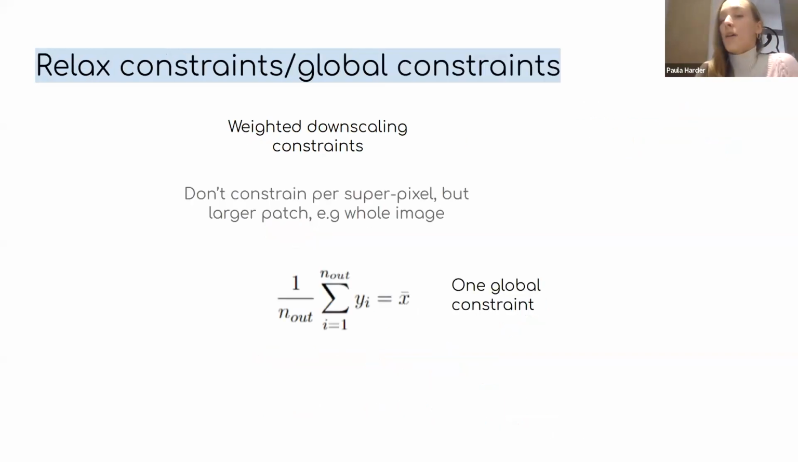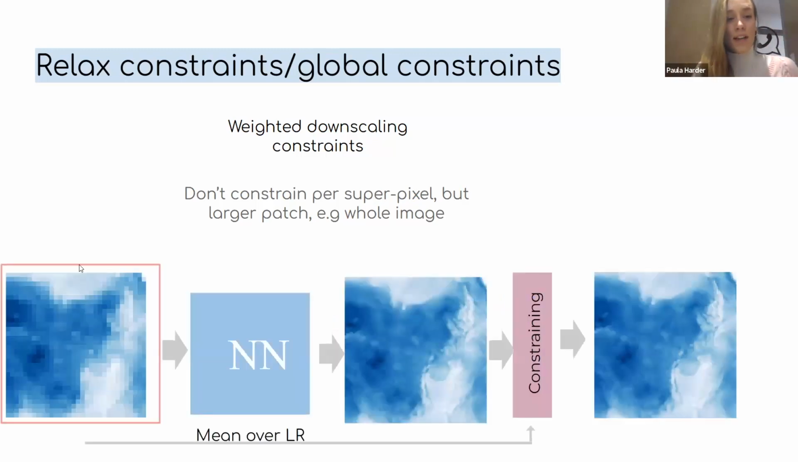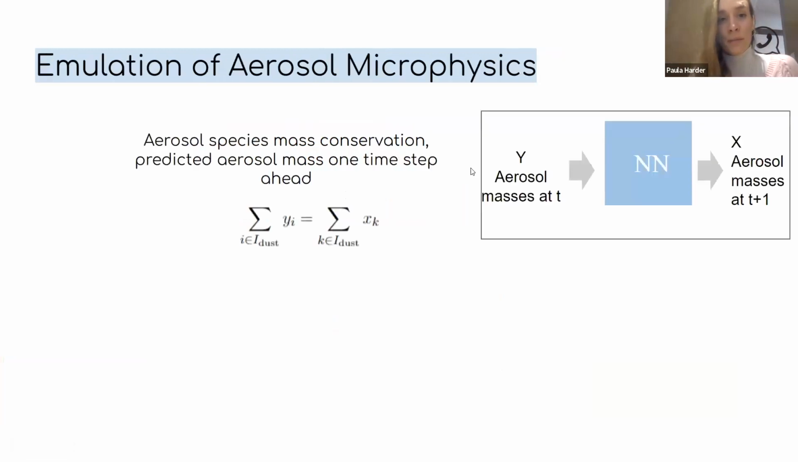Also, what is possible as well, if we don't want a constraint per subpixel, but just one for the whole predicted area, for some reason we want this kind of global constraint, we can just change that we constrain on the mean over the low res. So we would take the mean over the low res and then make sure that the mean over the high res matches that. Also, we see more about that later.